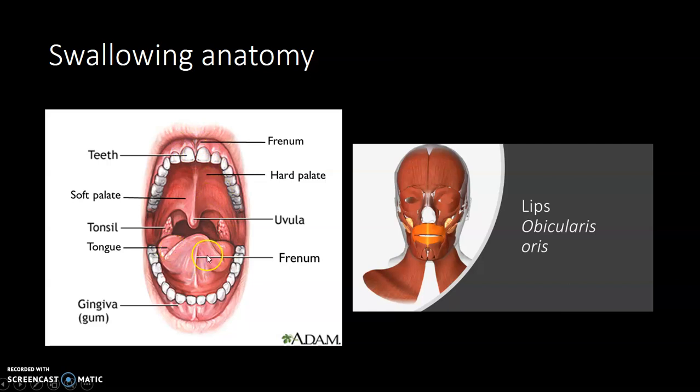We have to have the tongue so that it can help direct the food onto the chewing surface of the teeth and help direct that food towards our pharynx back here in the back so that it can get to the esophagus.